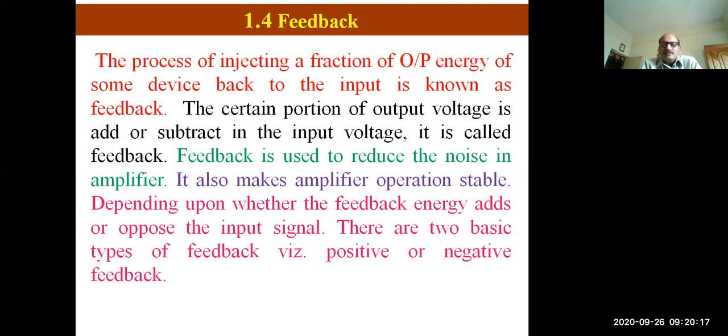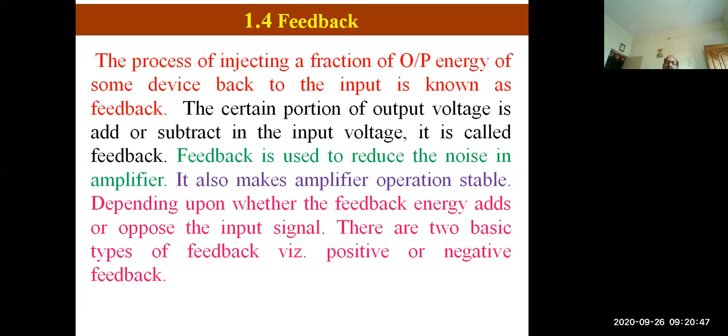Therefore, again we can say that the other definition. What is the other definition? The certain portion of output voltage or output signal. Output voltage means energy. Voltage means signal. Voltage म्हणा, त्याला signal म्हणा, त्याला energy म्हणा. The certain portion of output voltage is added or subtracted in the input voltage. Input मध्ये add केलं किंवा subtract केलं, it is also called as a feedback.